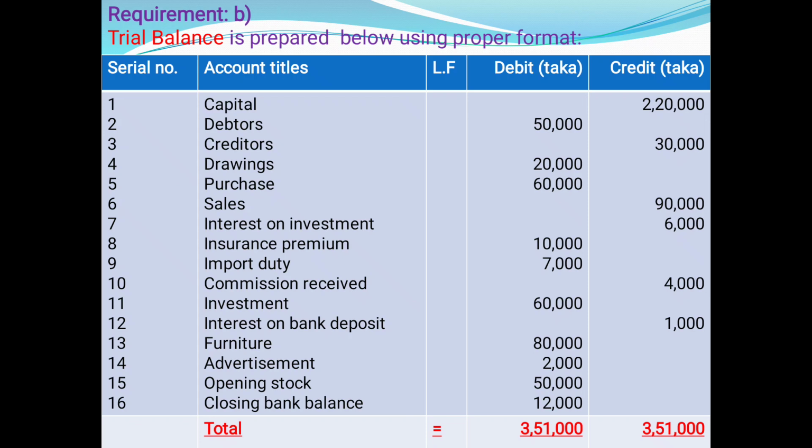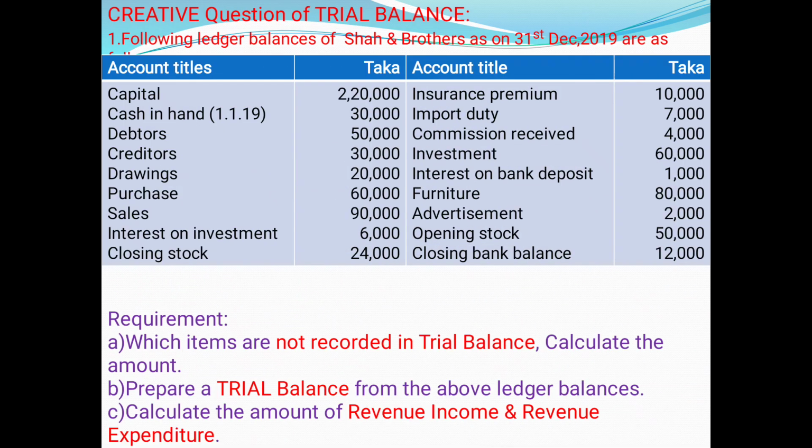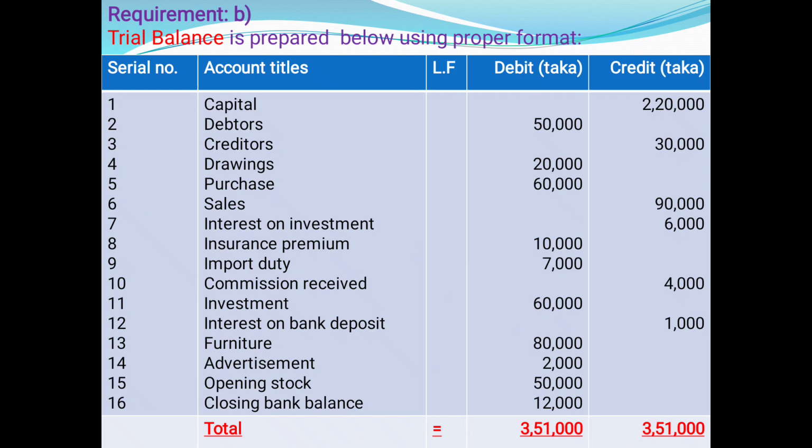Dear students, I think you have written it in your accounting practice copy. Now we can go for solving requirement C. What is requirement C? Calculate the amount of revenue income and revenue expenditure. Revenue income, that is all revenues or incomes. Revenue expenditure, that is all expenses. So dear students, you can go for solving requirement C.